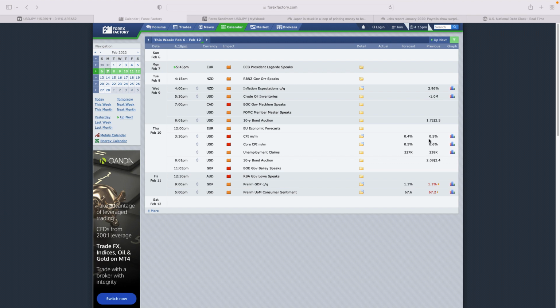Now we can see here that the previous was quite high at 0.5. The market is expecting it slightly lower, and they'll probably get that because for some reason the dollar seems to be doing good. But if the CPI comes out higher than expected, then that's going to affect the dollar negatively for both of those.